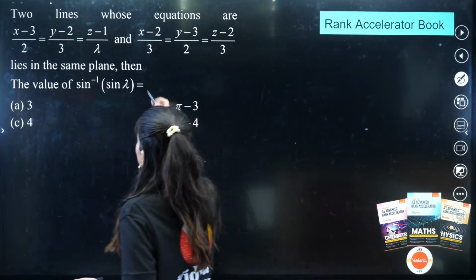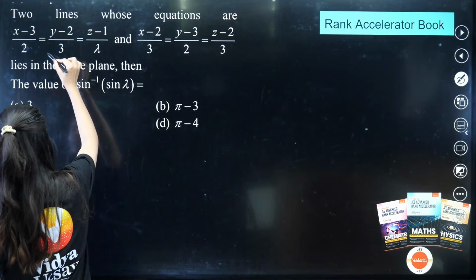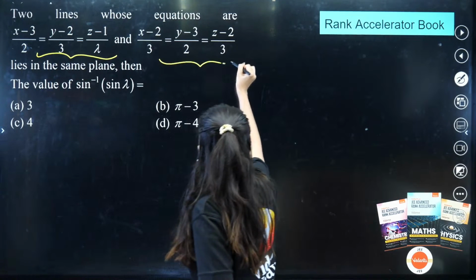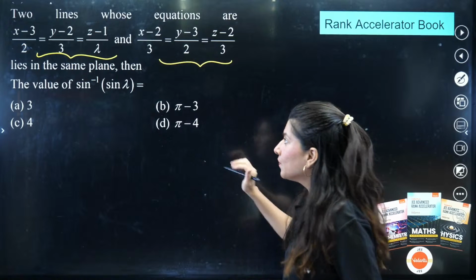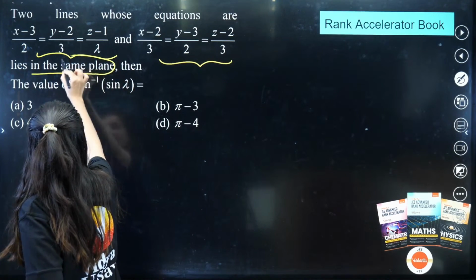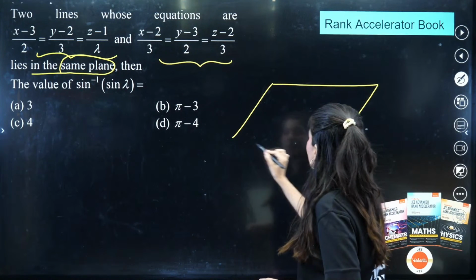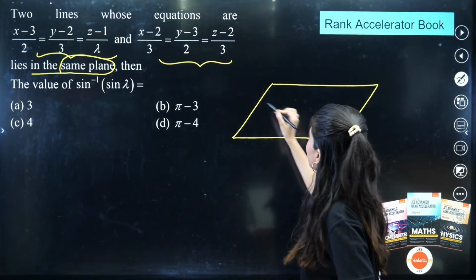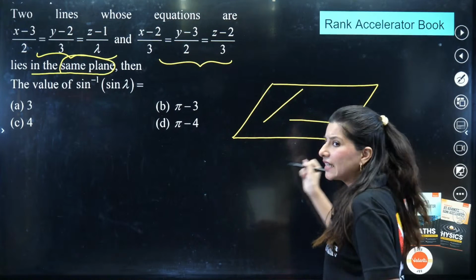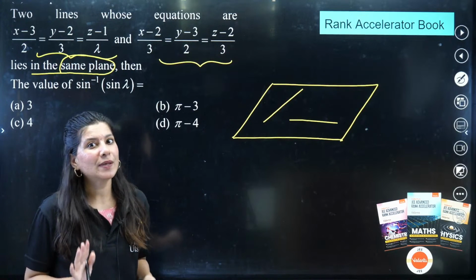Now two lines whose equations are given to us. This is line number 1, and this is line number 2. I hope two lines are visible to you. And they are saying that the lines lie in the same plane. So over here, this is plane number 1, and both the lines are lying in that particular plane, just like this. Maybe they are intersecting, maybe they are parallel, but they are not skew because they are coplanar lines.